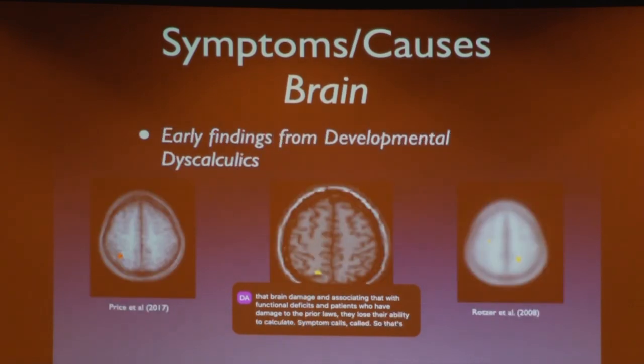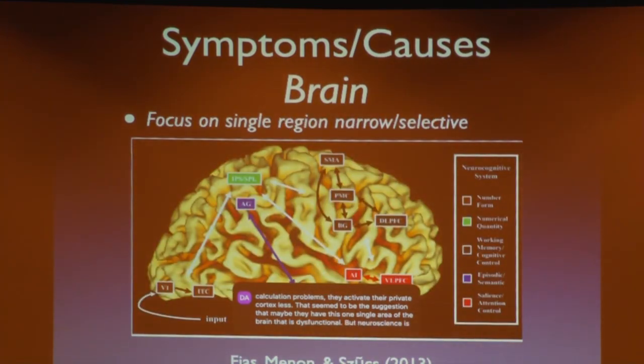So that's undeniable. The early findings from developmental dyscalculia, which of course is very different, right? If you as an adult have a tragic accident and you have damage to your parietal cortex, that is very different from a developing organism that is constructing and shaping their brains over the course of learning and development. But the early findings from developmental dyscalculia, this is functional neuroimaging research, seem to suggest that when you put children with math learning difficulties into an fMRI scanner, and you give them a bunch of calculation problems, they activate their parietal cortex less. So that seemed to be the suggestion that maybe they have this one single area of the brain that is dysfunctional. But neuroscience has moved on, and now we think about networks.